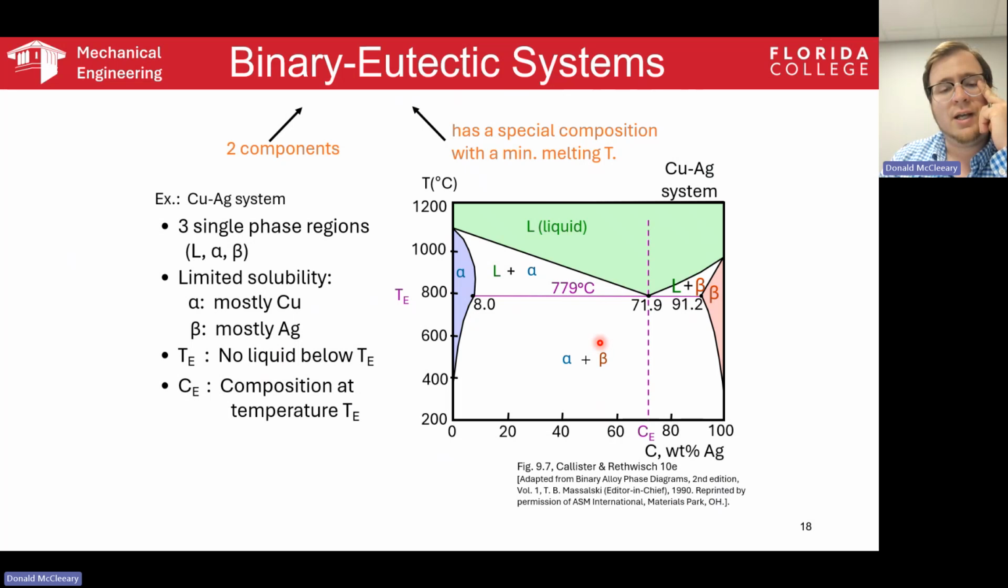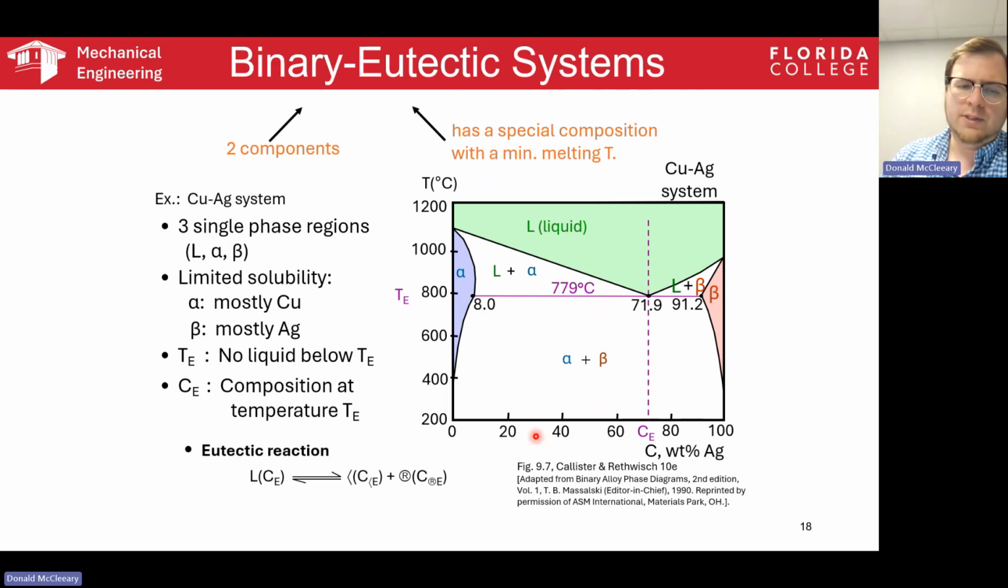Your eutectic composition, we should say, is C subscript E, and that's the composition at temperature T subscript E. Your eutectic reaction is the liquid with concentration C_E going to, and this little line means it's interchangeable, that you can go up and down based on your temperature, alpha of composition C_alpha E plus beta of composition C_beta E.